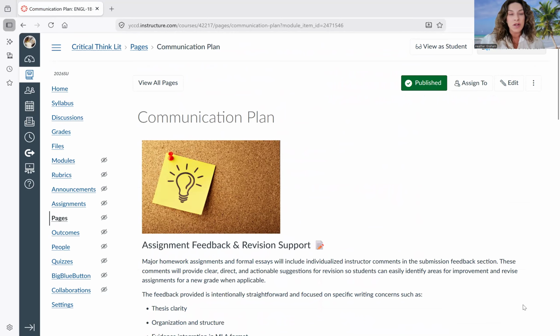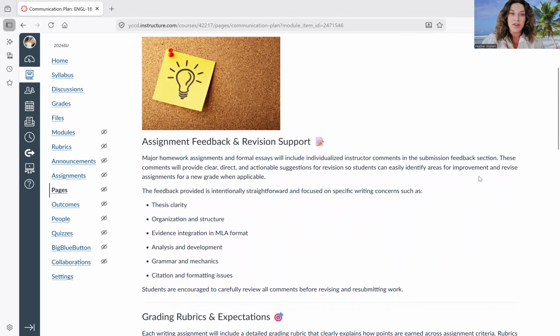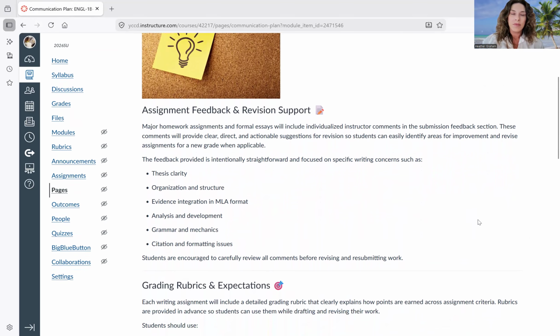One thing I do want to talk to you about is our communication plan for this semester. Where do you look for communication from me? How will it come? How often will it come? So you will receive assignment feedback and revision support, as I mentioned. I'm not going to read this word for word, but you will get feedback from me on your writing assignments, specifically your essay assignments. And there will also be a rubric attached to each assignment.